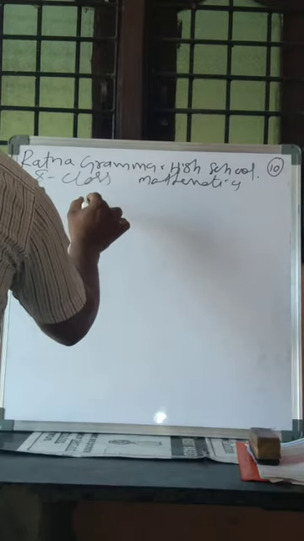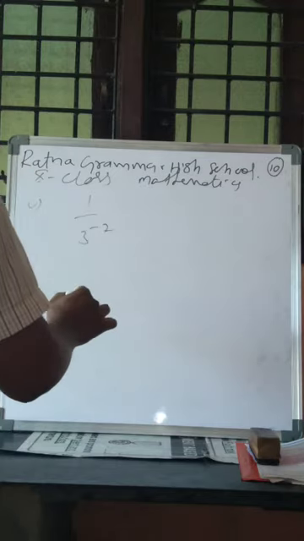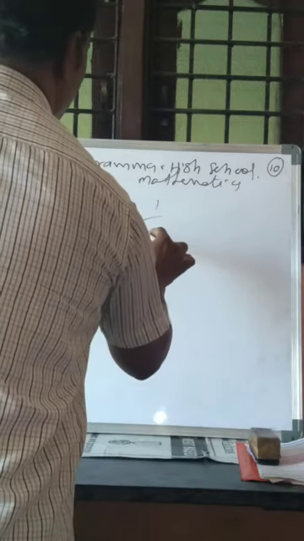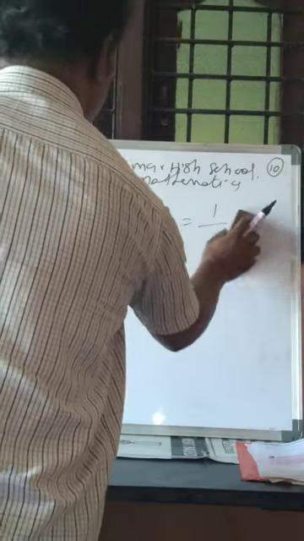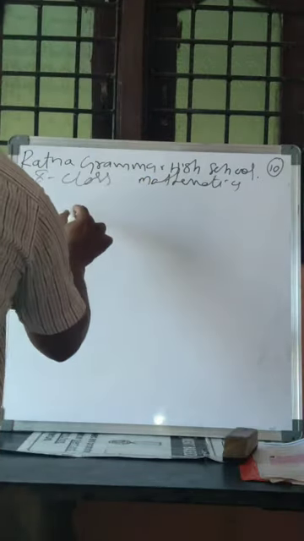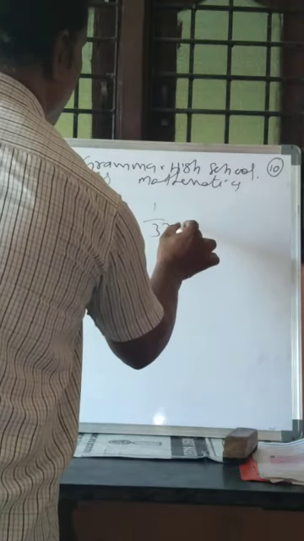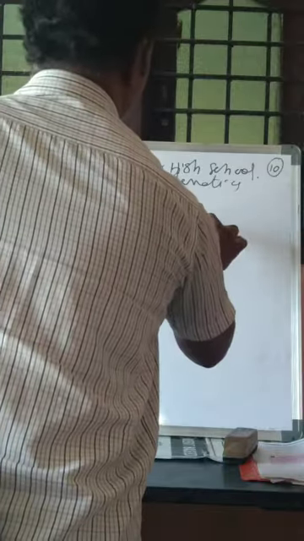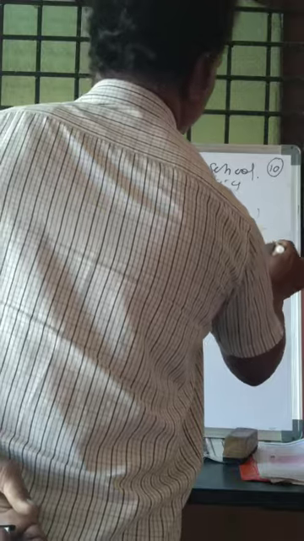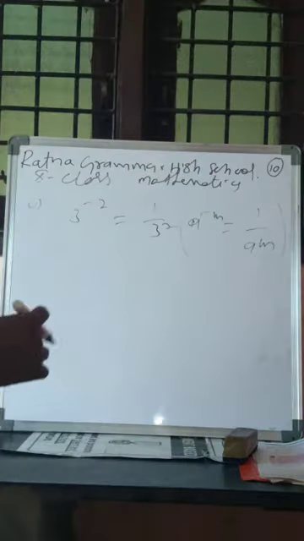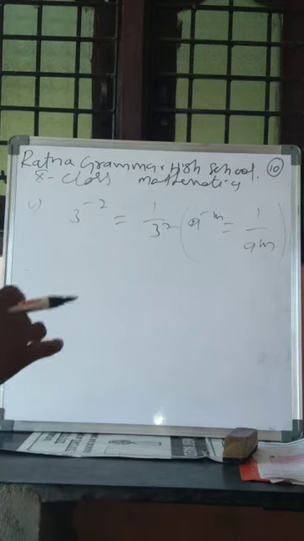Next one, 1 by 3 power minus 2. The formula is 1 by a power minus m is equal to a power m. So 3 power minus 2 is equal to 1 by 3 power 2. The formula is a power minus m is equal to 1 by a power m. These are some of the examples. Now some sums are given. I will give you some homework sums.